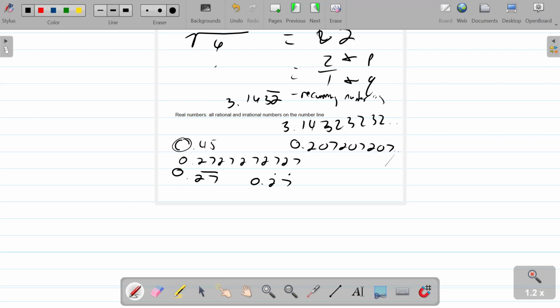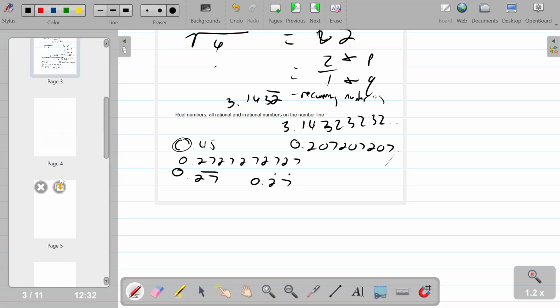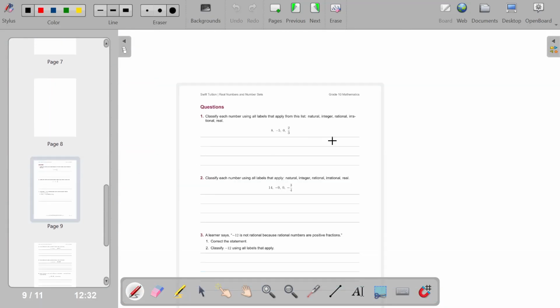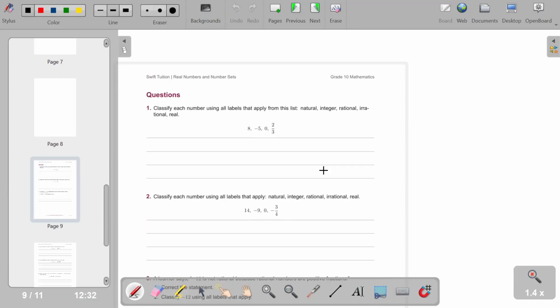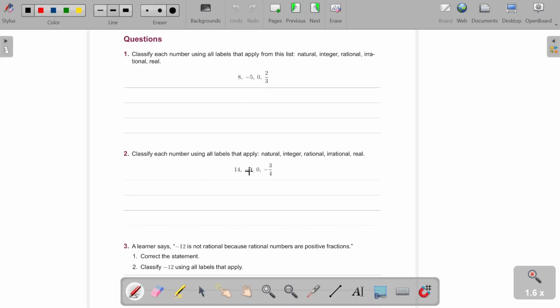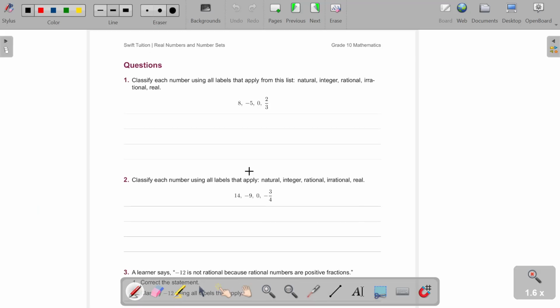Okay, so what we're going to do is segue into looking at a couple of problems and figuring out how precisely we're going to classify the different types of numbers into the different categories that exist for them. The first problem to have a look at is this one. We're looking at 8, -5, 0, and 2/3. The question is to classify each number using all the labels that apply from the list. So is it a natural number? Is it an integer? Is it a rational number? Is it irrational? Or is it real? Those are the things we want to look at, right? One thing to notice first is that some numbers belong to more than one set.